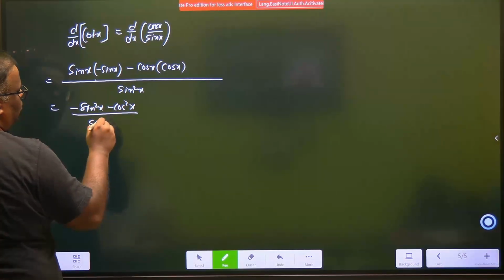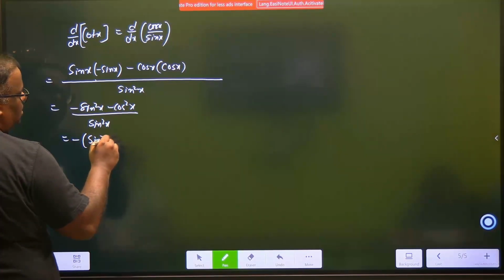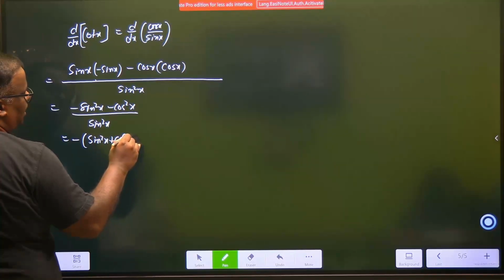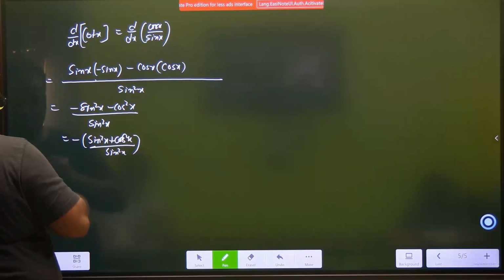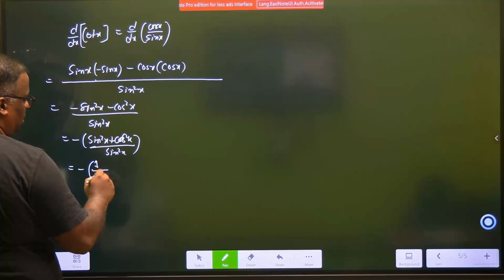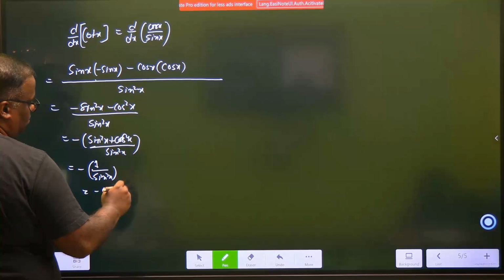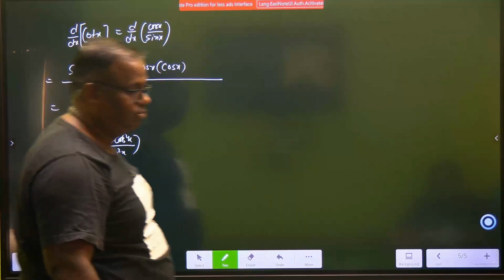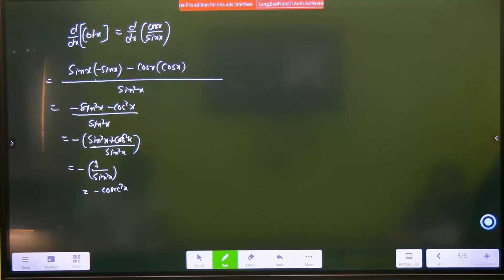I hope by now you have understood. This is minus of sin square x plus cos square x divided by sin square x, which makes it equal to 1 upon sin square x, which is minus cosec square x. Have we understood?